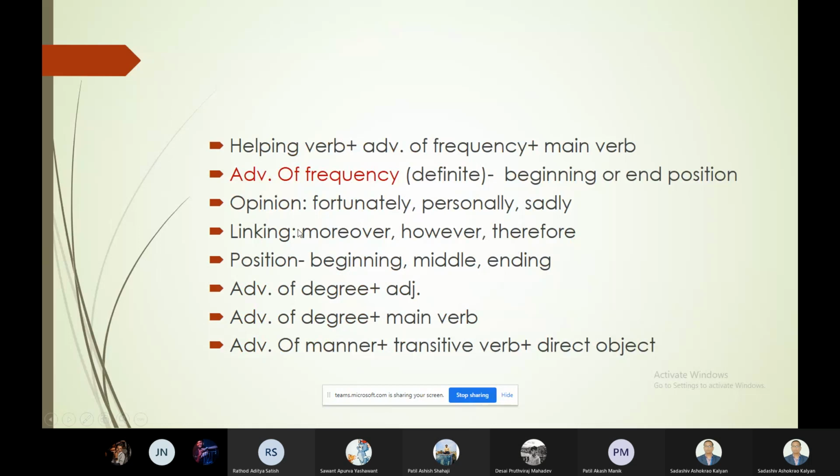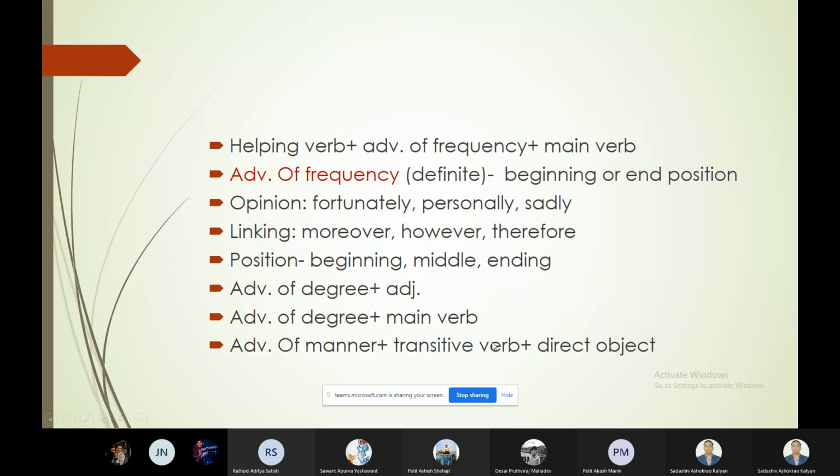Whenever we want to present some kind of opinion, like fortunately, personally, sadly, these suggest an opinion. And we have also various kinds of adverbs like moreover, however, therefore, so, which are considered linking adverbs, trying to link two sentences. Okay, so this adverb can be found at the beginning, at the middle, or at the ending of our sentence. They are related to the structural part of an adverb.